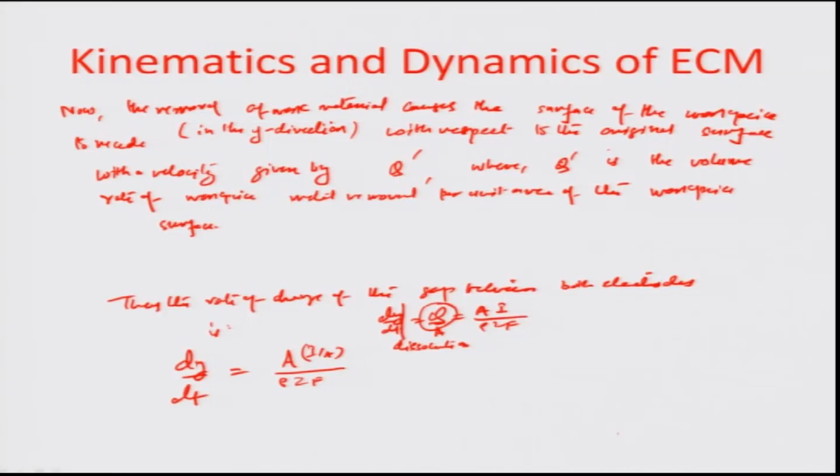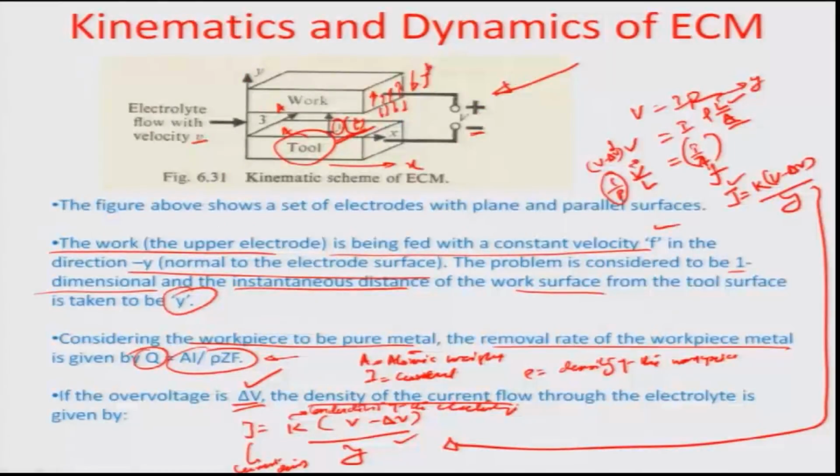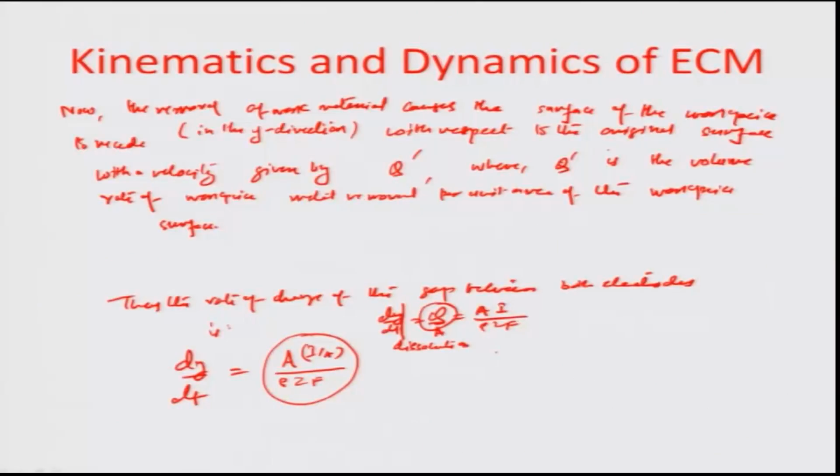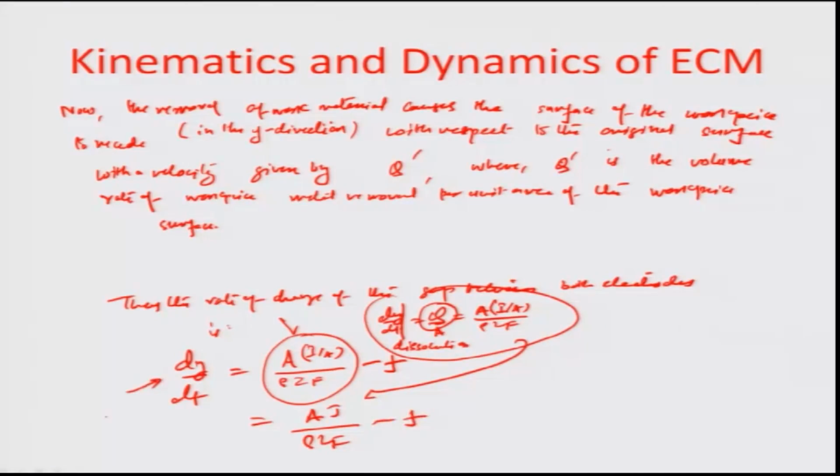So, this becomes equal to one component, and I had mentioned earlier that the workpiece also is moving by a distance f towards the tool in the other direction, in the negative y direction. So, I should subtract that f per unit time from the dy by dt dissolution which has been formulated. So, this we can record as A j by rho z f, which is the dy by dt dissolution, minus f. So, that is how dy by dt is constituted.